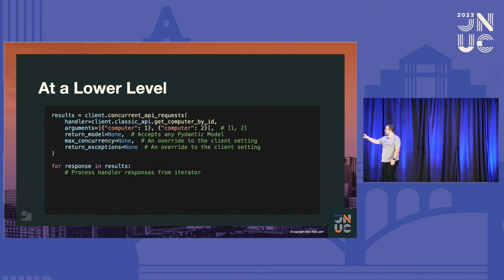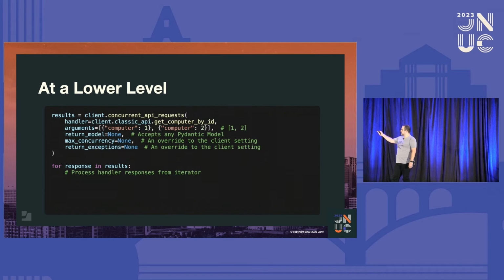Once again, going through the classic API example with the get computers method, this is kind of what it's doing under the hood. You put in the handler for what you want it to call across all the threads that it's going to spin up. And then in arguments, you give it an array of all the values that are going to get passed in. So the array is what it iterates over. This one is going to be for thread 1, this one's going to be for thread 2, and so on and so forth.